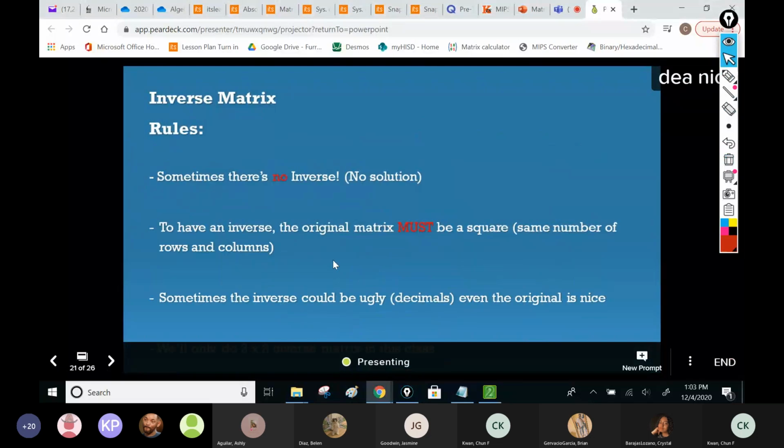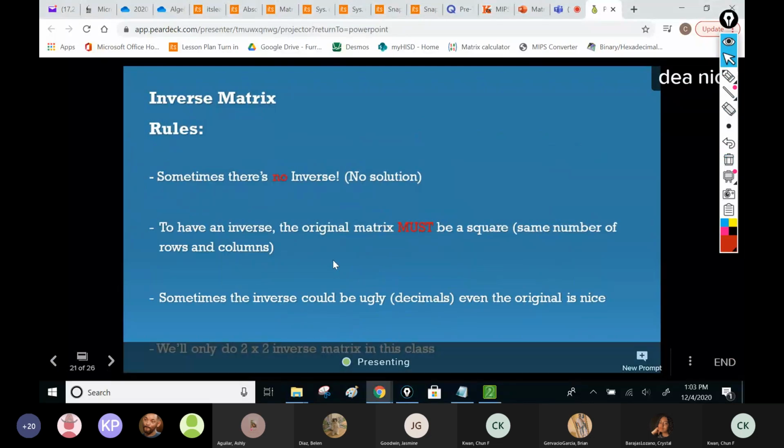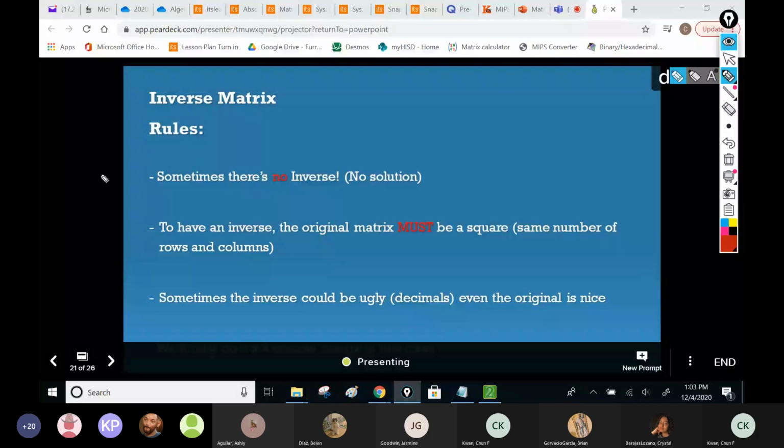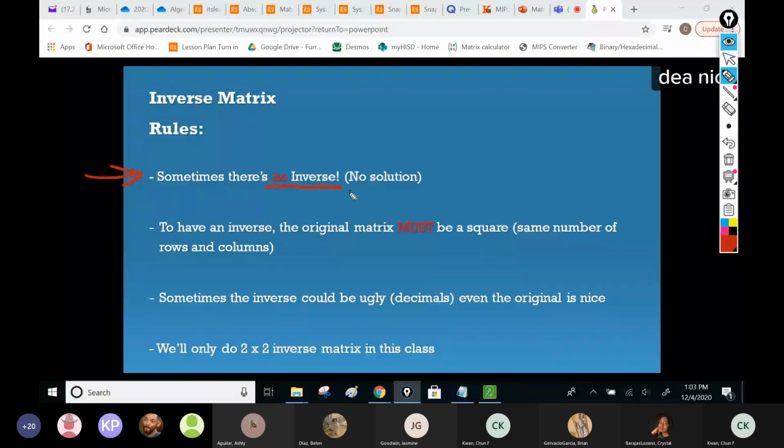All right, here are some rules for the inverse matrix. You guys don't have to write them down. I want you to just take a look. Just like multiplication of matrices or addition of matrices, there are some rules that we have to follow. The first rule is that sometimes there's no inverse. Not every matrix has an inverse. There's a chance that there's no solution, right? We love no solution. So there is a chance there's no solution.